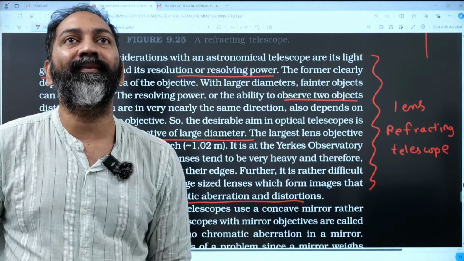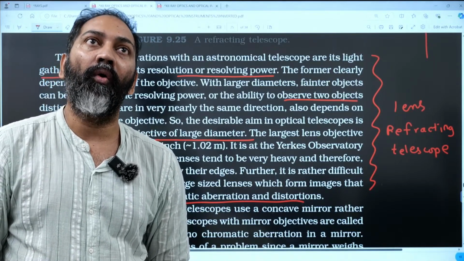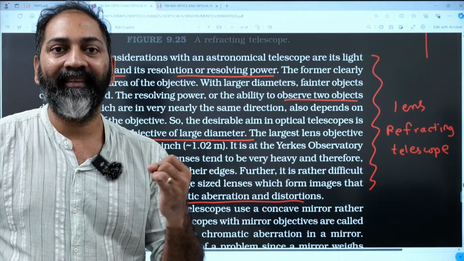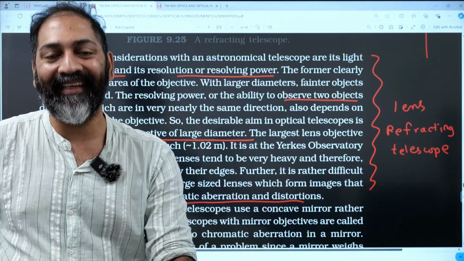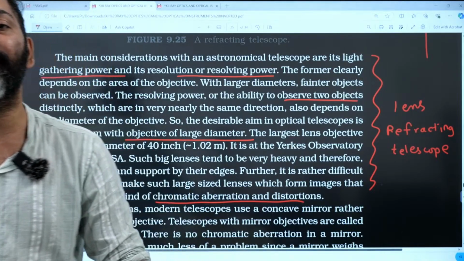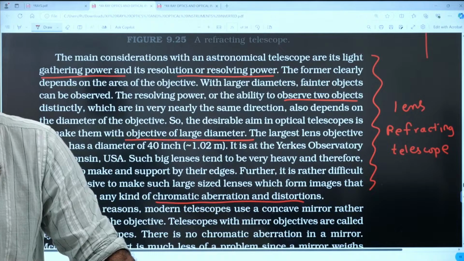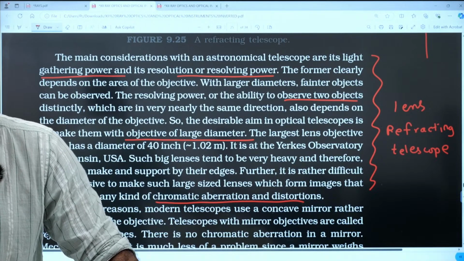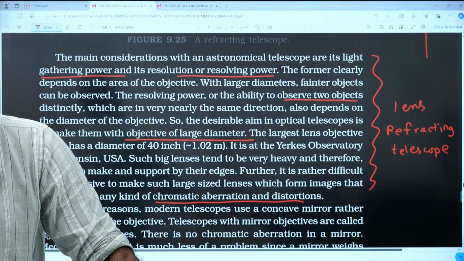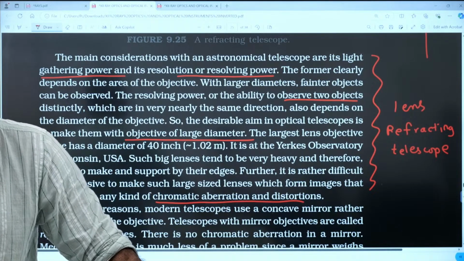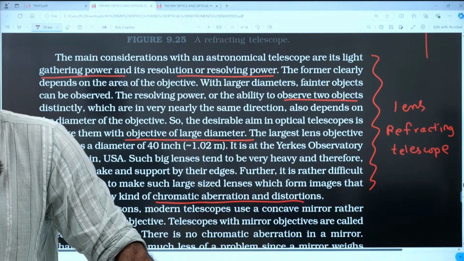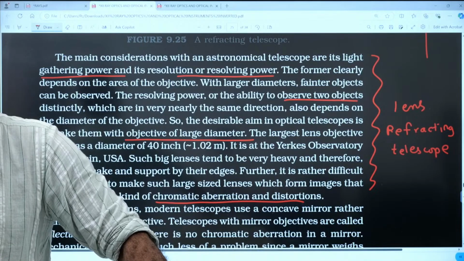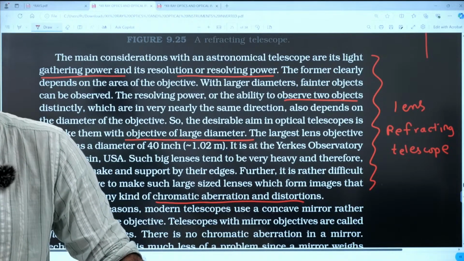So what are the problems with the refracting type or lens telescope? They are costly. They can be supported only at edges. Edge support cannot withstand large weight. Can we support a large weight telescope only at the edge? No. There will be chromatic aberration. There will be spherical aberration. So these are the problems with the refracting type telescope, that is lenses, if you are using lenses. Solution to this problem is what? Mirror. That we will see in the next class.